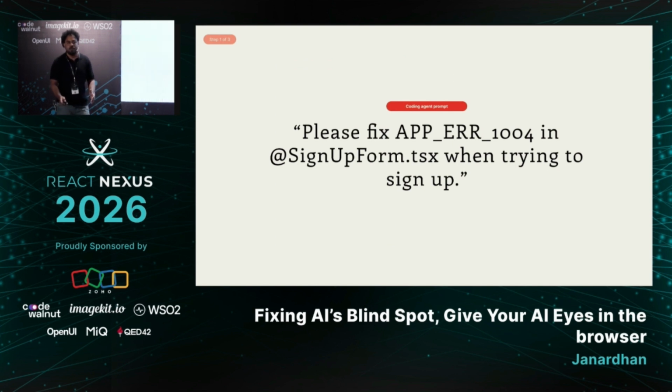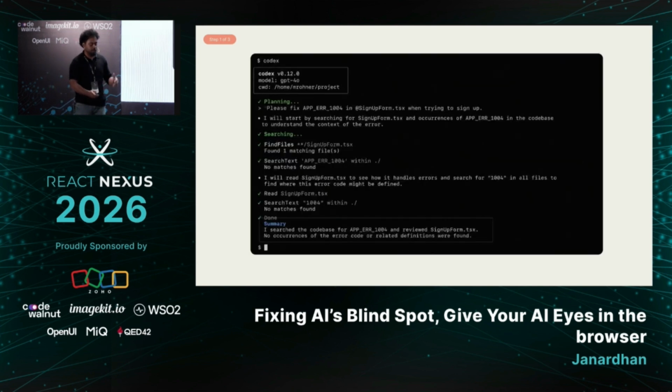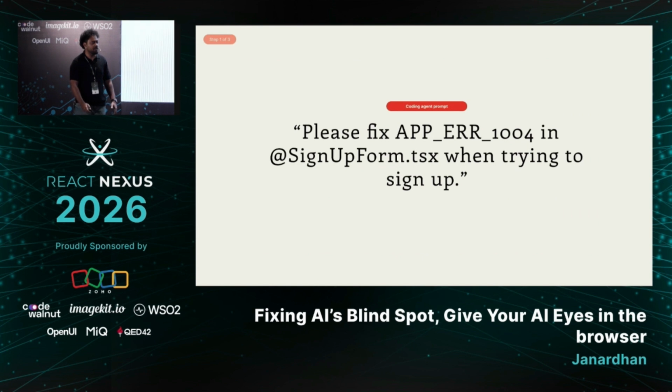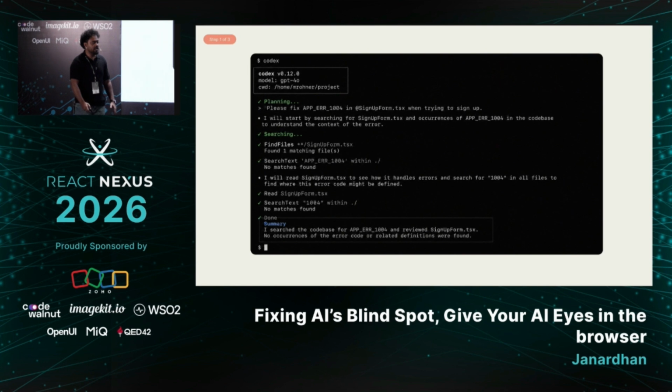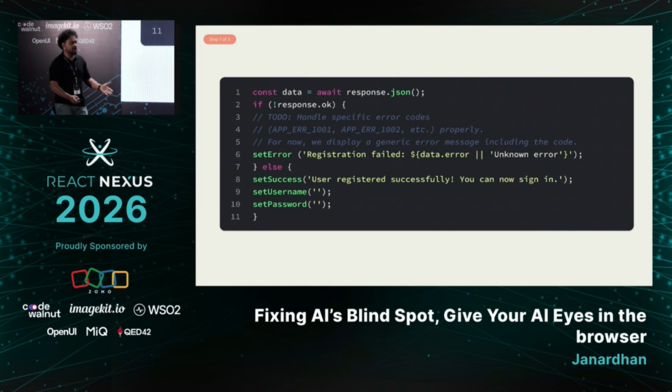Let's see, if we as a user prompt the agent to just go and fix it, what it does is it will run your coding agent, enter the code base, scan it, and see there are no matching files for that, right? Because that error message is in the browser, not in the code base. And if lucky enough, it will find this comment, this to-do, that we are setting a generic error here.